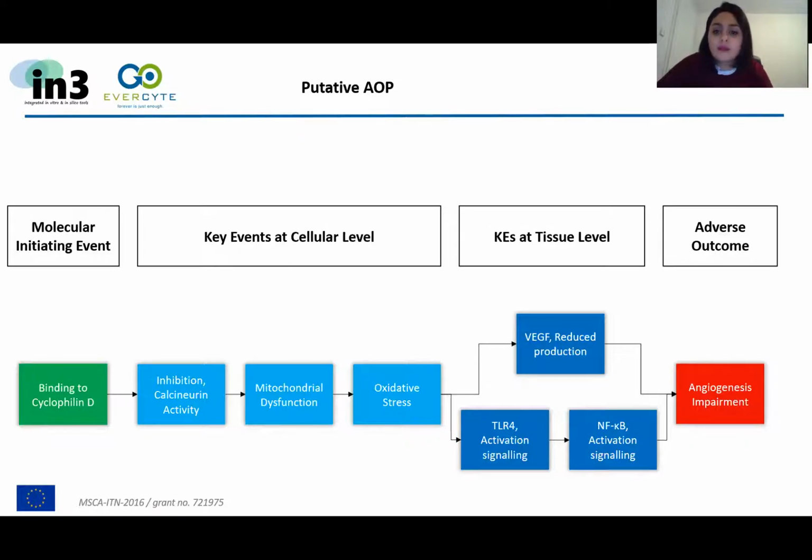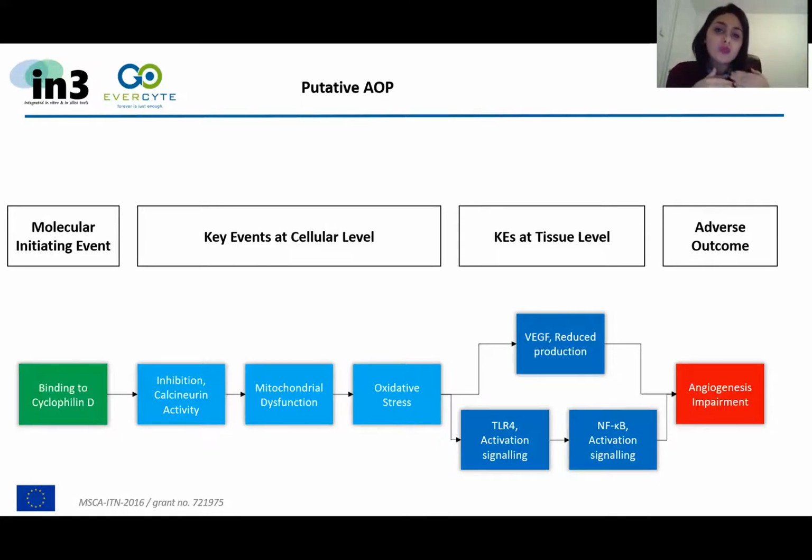So, the putative AOP, as you all know, contains a molecular initiating event, key events at the cellular level, tissue level, and also the adverse outcome. Our molecular initiating event would be binding to cyclophilin D, by cyclosporin A, or any chemical, because we don't develop the AOP based on the chemical. After binding, they inhibit calcineurin activity, and then we should see some mitochondrial dysfunction, and this mitochondrial dysfunction might induce ROS activation, which causes the oxidative stress response pathway in endothelial cells.